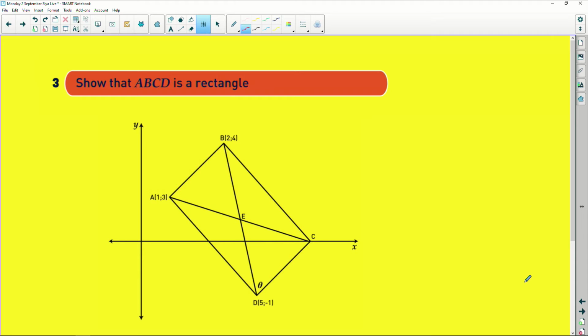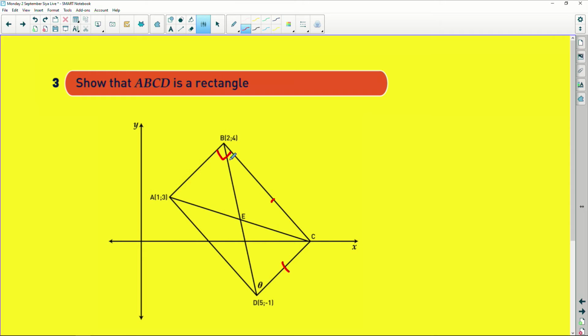Now, showing that ABCD is a rectangle, one of the things that I know about a rectangle is that this side and that side must be equal to each other. So that's one of the things that I can talk about. Or I can try and show that the vertices here are 90 degrees. So there's quite a few properties of a rectangle that you can try and do here.